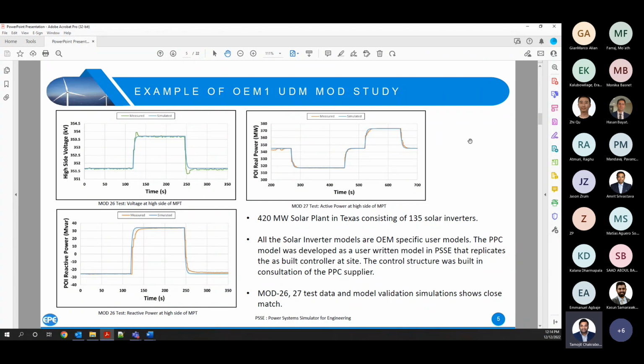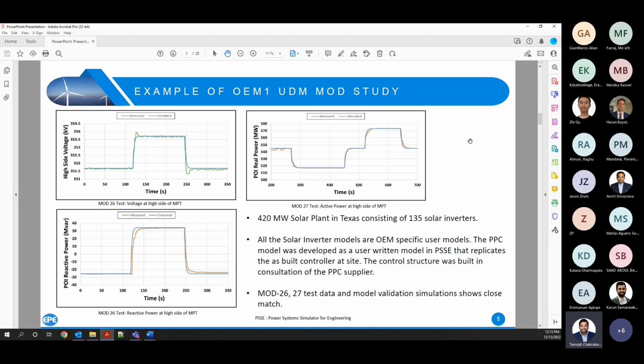So having said that, this is an example of a MOD 26 and 27 study for a 420 megawatt solar plant in Texas containing around 135 solar inverters from one particular OEM. This is an example in which we worked with the power plant control supplier. We wrote down the control architecture and the source code of the power plant controller in PSSE.